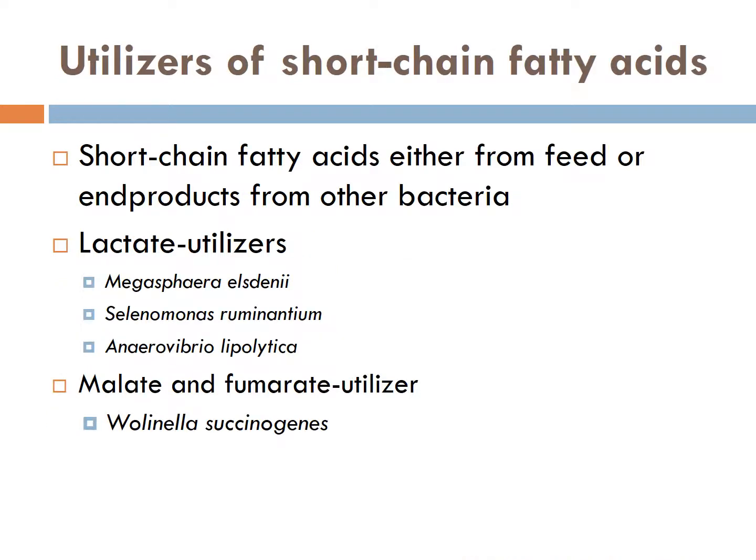There are several utilizers of short-chain fatty acids in the rumen. Short-chain fatty acids can arise either from feed, such as silage, or end products from other bacteria. Lactate utilizers include Megasphaera elsdenii, Selenomonas ruminantium, and Anaerovibrio lipolytica. Wolinella succinogenes can use malate and fumarate. These are never found in the rumen in high concentrations, but regardless, there is a bacterium that can use them.